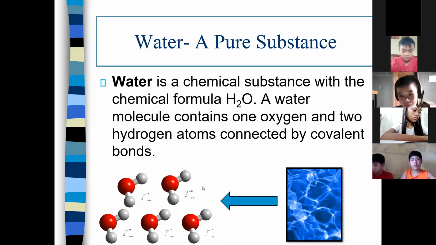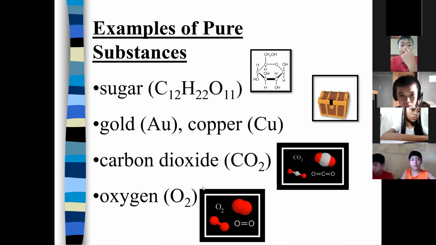Other examples of pure substances, class, we have here sugar. This I mentioned a while ago. The molecular formula of sugar is C12H22O11. Gold, which is in your periodic table, the element name is aurum. Copper, or cuprum. Carbon dioxide, made of one carbon atom and two atoms of oxygen. Oxygen gas is made of two atoms of oxygen joined using a covalent bond. So those are other examples of pure substances, class.